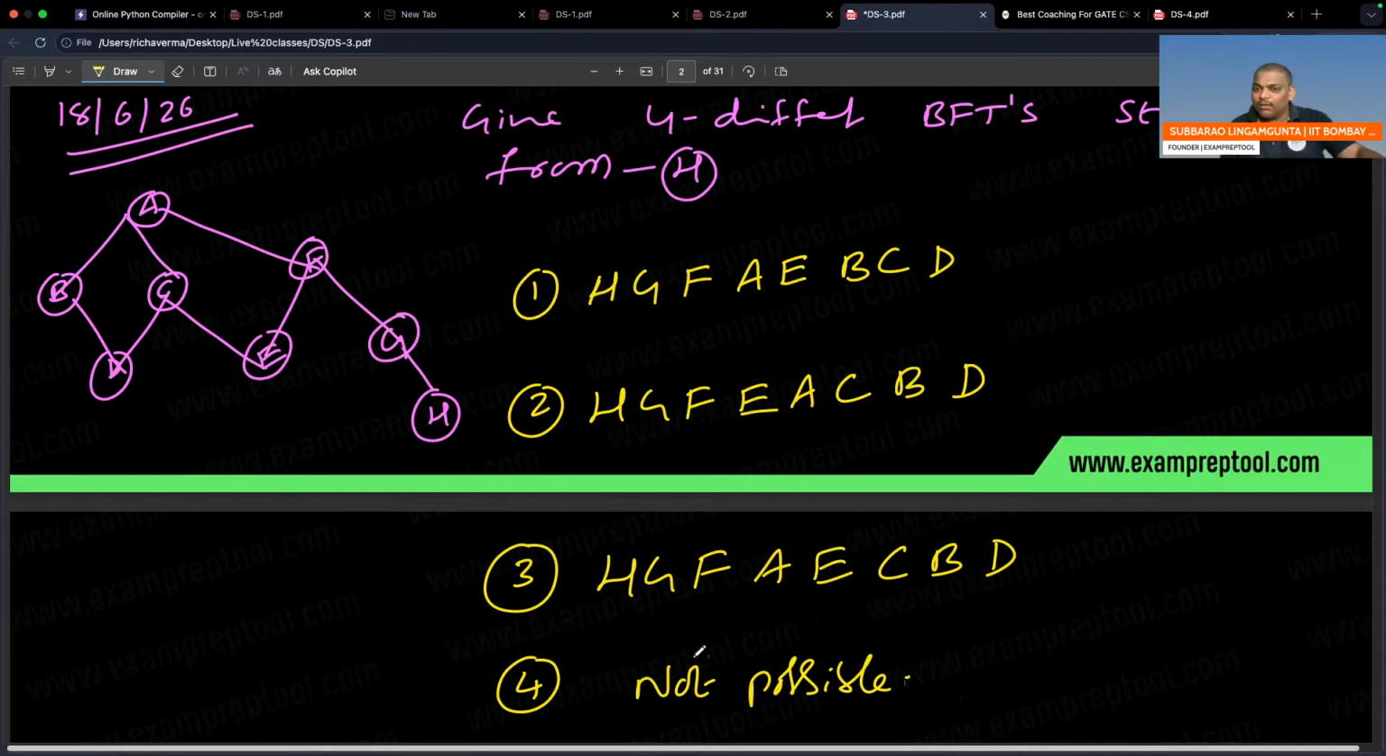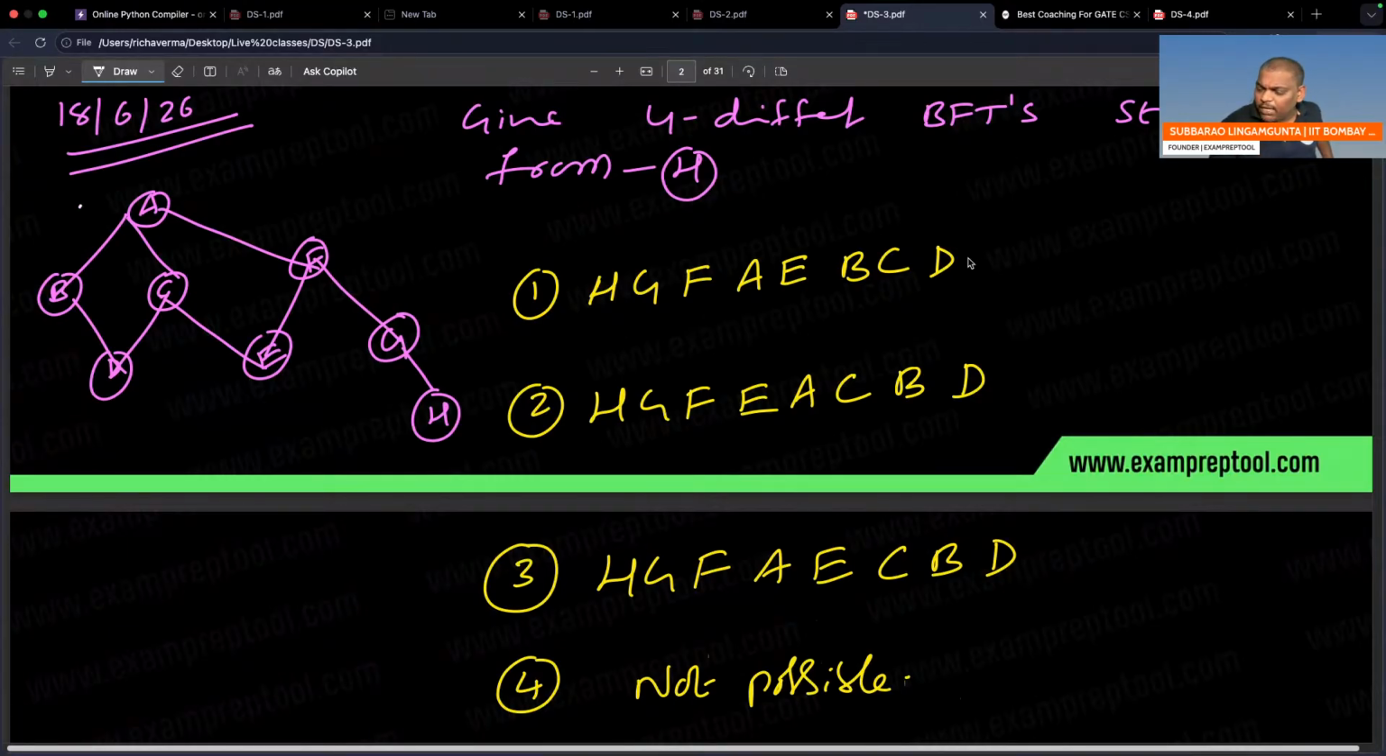Now everyone listen. For the first three options, 1, 2, 3, can you draw the BFT tree also? Please draw the BFT tree. I want correct answers, so draw the BFT tree. Everyone try. What is the BFT tree for the first option, the second option, the third option? Can you go ahead?